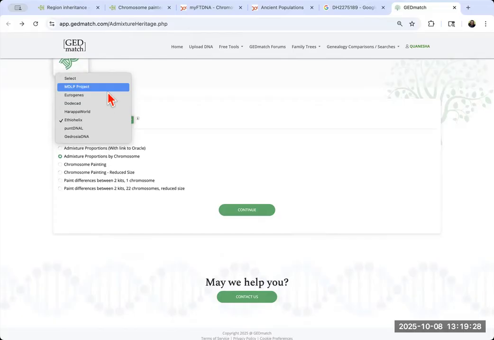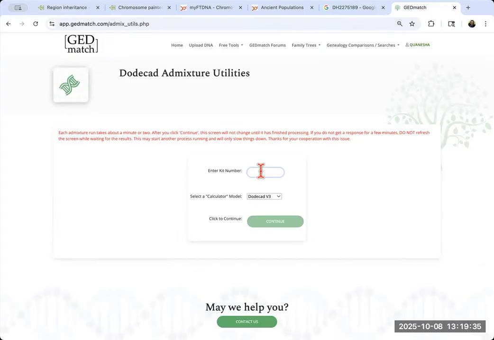So you do have to look at things from that level, but we're going to go to Dodecad, and I think it's going to be V9. No, that one.